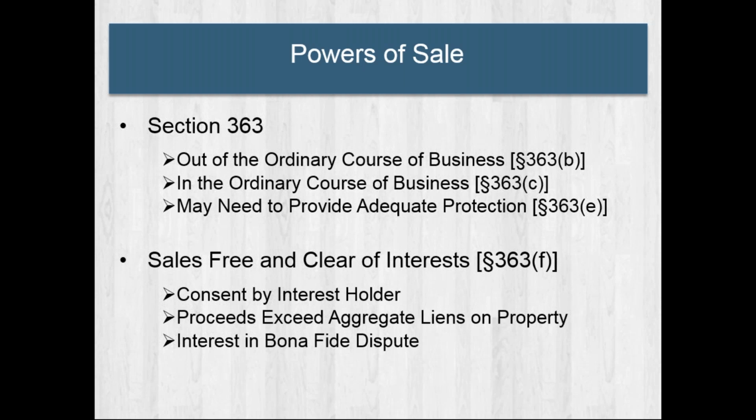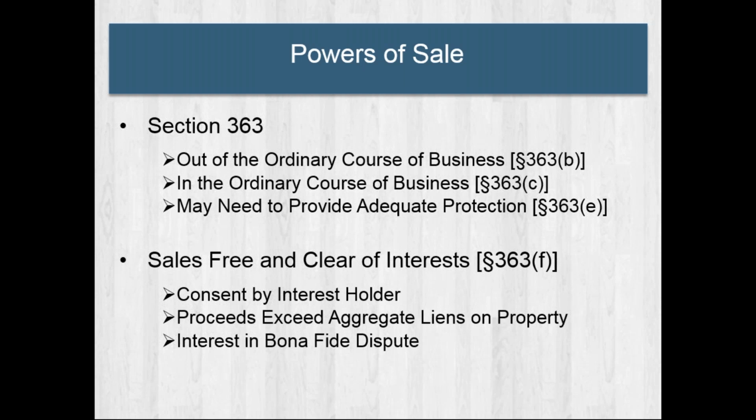The last option is the interest in bona fide dispute. Again, an option to sell free and clear of a lien. Question is, what interest could be in bona fide dispute? Well, for example, a lien against property that may have been recorded within a preference period, 90 days prior to the bankruptcy, that may be subject to avoidance. There may be issues as to whether or not the description in the deed of trust was sufficient to create a lien against the property, and so you may challenge it on those grounds. There may be other reasons why you challenge liens against property.